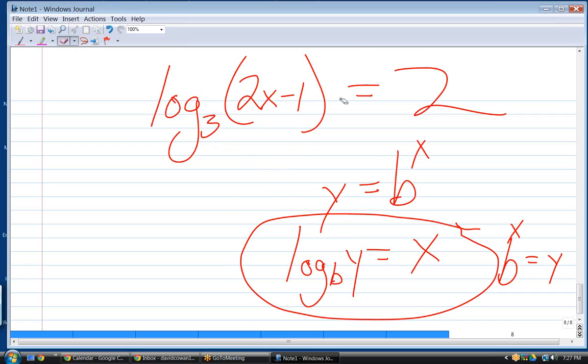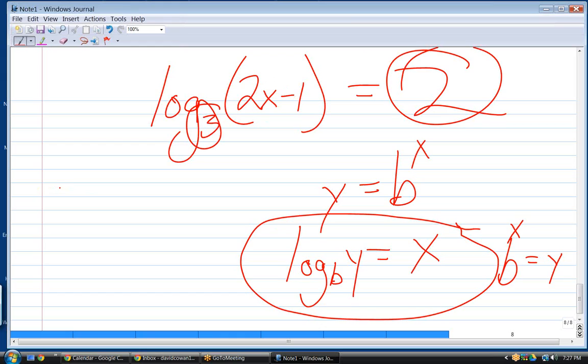If I want to convert this to an exponential expression, it's real simple. Take the number on the far left, raise it to the power of the number on the far right, and it's equal to what's inside the parentheses. So just do that.